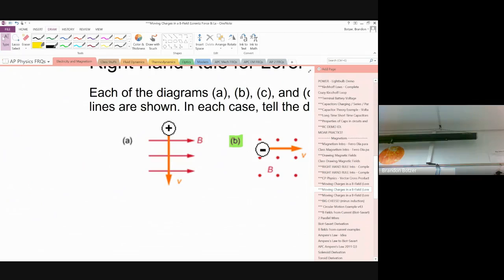Try this. See what you get. Remember, for particles in a Lorentz force, you're using F equals Q V cross B. V cross B will give you the direction of this force. So try it out. See what you get.